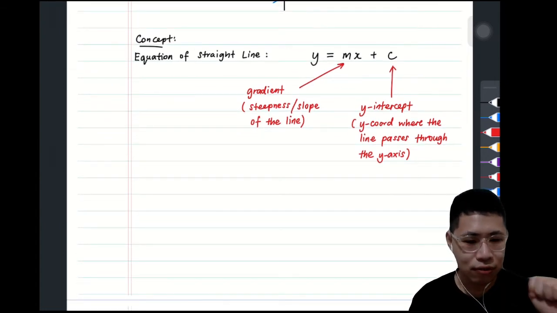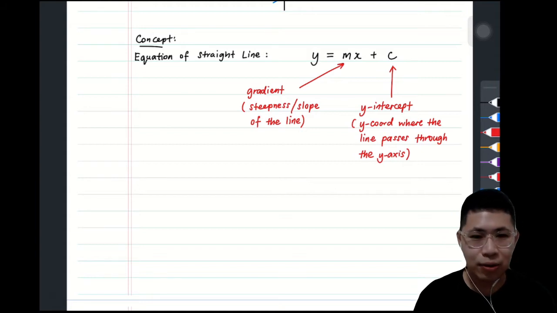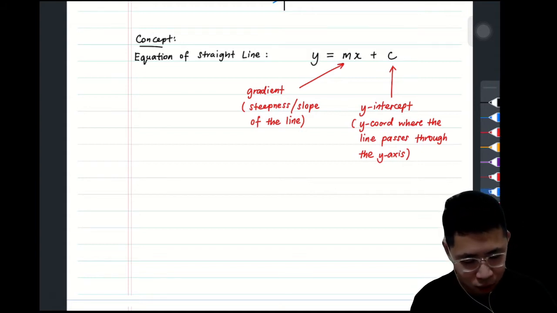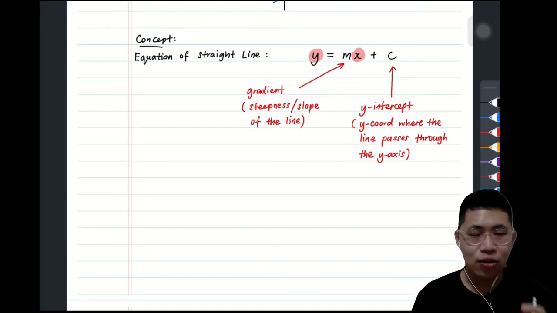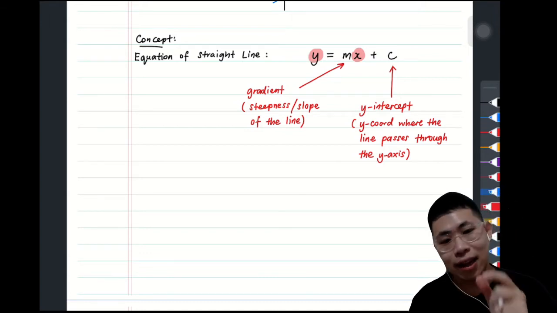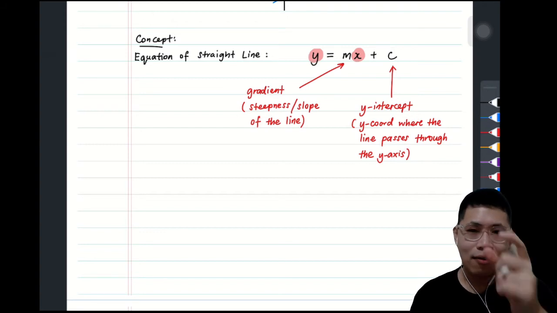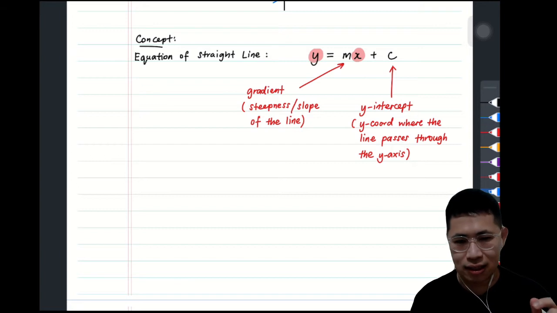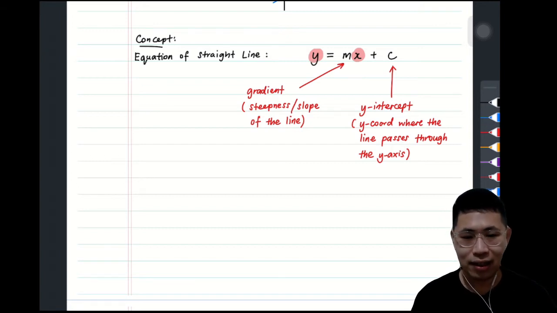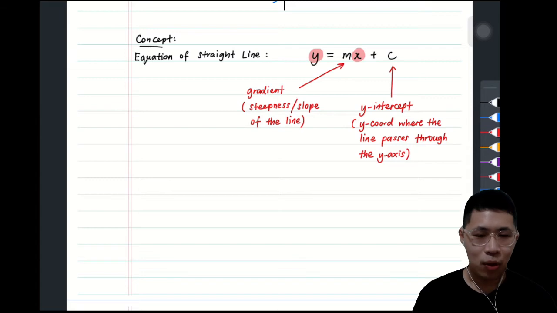Now the general form is y equals mx plus c. The y and x are our variables, so this equation connects y and x. The m is the gradient, which is the steepness or the slope of the line, whereas c is the y-intercept, or the y value where the line passes through the y-axis.